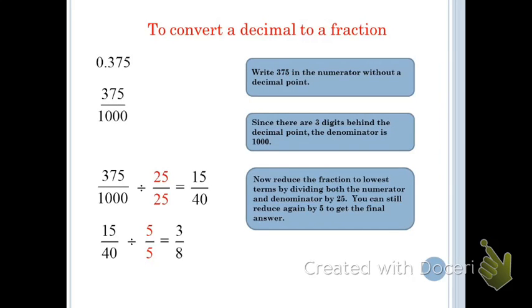0.375. Write 375 in the numerator without a decimal point. Since there are 3 digits behind the decimal point, the denominator is 1000. Now reduce the fraction to lowest terms by dividing both the numerator and denominator by 25. You can still reduce again by 5 to get the final answer of 3/8.